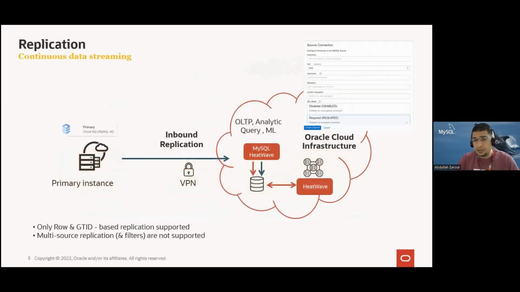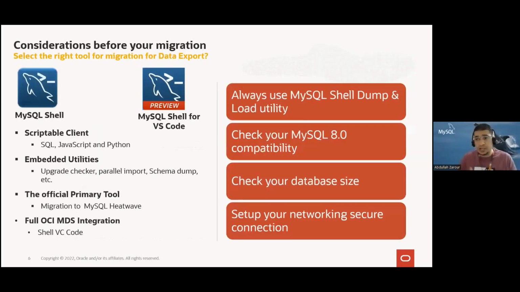In streaming data, the first scenario is inbound replication. You have data in Cloud SQL, either version 8 or version 5.7, and you can still migrate it in a streaming way. You take the data, dump it, and enable the replication. Once data is fully synced, you can immediately switch your application to the OCI MySQL HeatWave. So the focus today is the shell. I will use the shell in all my examples.